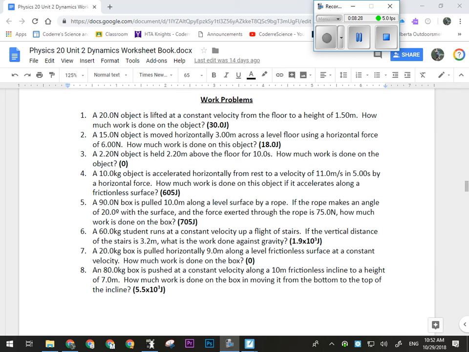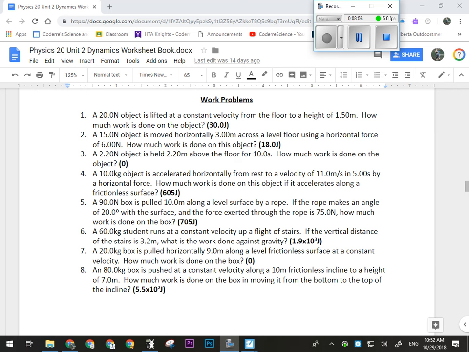Right, in number 2, we have a 15 Newton object moved horizontally 3 meters across a level floor. As soon as they say it's level and horizontal and all that, the weight of the object becomes irrelevant. I'm not changing its potential energy if I'm dragging it horizontally. So the only force I need is this horizontal force here, 6 Newtons. That's why the answer is 18, 6 times 3. Force times distance. I didn't change the potential energy, so I don't need to know anything about the vertical forces in that question.